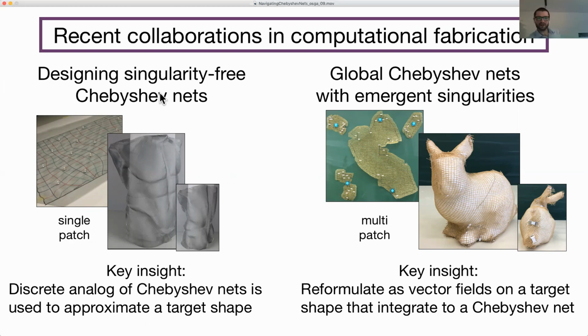So what we'll see here is, in this design of singularity-free Chebyshev nets, we're going to use a discrete analog of Chebyshev nets. And then in this global formulation, we're going to see a reformulation of the smooth problem combined then with the discrete formulation.